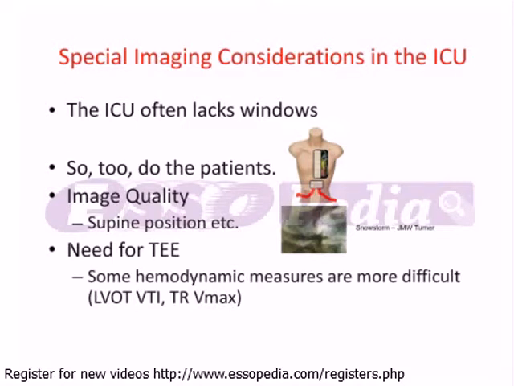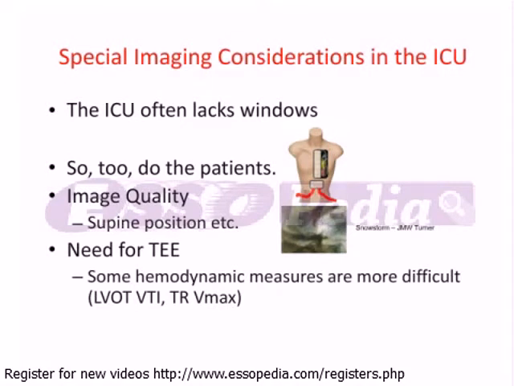And often, as a result, you need transesophageal echo to image the patients. And some hemodynamic measurements are more difficult to do by transesophageal echo. For example, measuring the velocity time integral of left ventricular outflow tract, or looking at the tricuspid regurgitant jet, which is often incomplete by transesophageal echoes.